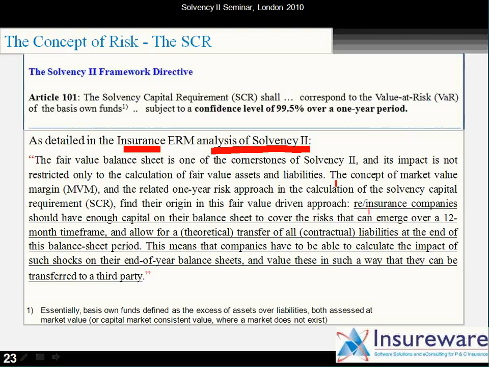Okay, this is key. Insurance companies or reinsurance companies should have enough capital on their balance sheet to cover the risks that can emerge over a 12-month time frame and allow for a theoretical transfer of all contractual liabilities at the end of this balance sheet period. So, you have a sufficient SCR, Solvency Capital Requirement, on your balance sheet so that you can sustain the next calendar year being in distress at the 99.5 percentile, and at the end of the year be able to rebalance your balance sheet, so to speak, so that you continue in business or sell your liabilities to another risk-bearing entity.